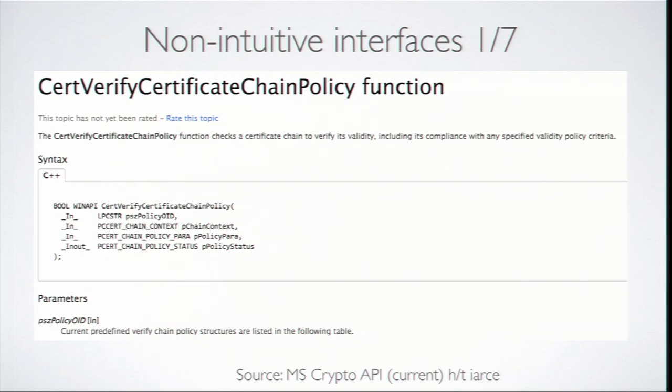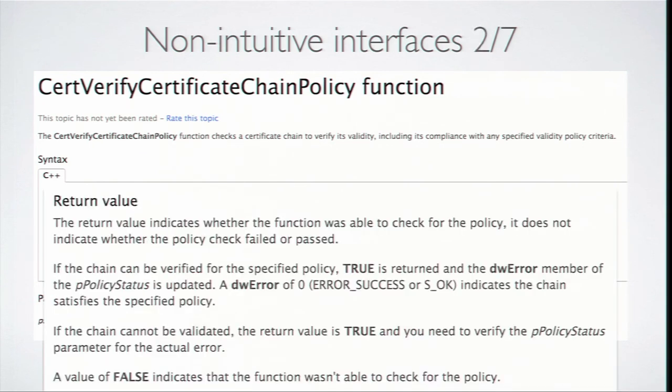Okay, so seems pretty straightforward. You kind of pass it some stuff, and it says, okay, is the certificate chain I got from a web server actually a valid certificate chain? Yes, probably. Okay, we're good to go. Now, again, probably hard to read from back there, so I'll just read this out loud. The return value indicates whether the function was able to check for the policy. It does not indicate whether the policy check failed or passed. Who writes this API? Like, what in the world?